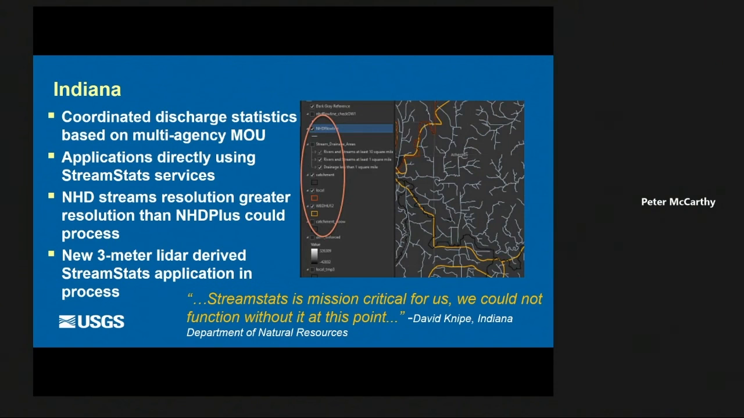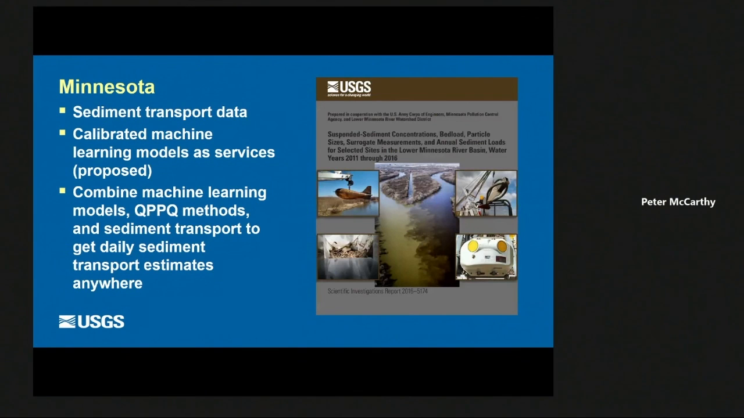In Indiana, I've talked a lot over the years about the coordinated discharge statistics. It's a memorandum of understanding between multiple agencies, where flood frequency analyses are reviewed by the various agencies and approved. Those approved values become the value of record that's used by all agencies until one agency decides to update them. In Indiana, we're also working on a 3-meter LiDAR product in StreamStats, which will greatly improve basin delineations and characteristics. In Minnesota, we're looking at sediment transport data. We have a proposal to add a service of a calibrated machine learning model to estimate what the sediment transport would be from day to day. Then, combining that with QPPQ methods, we can get recent loads or fluxes of sediment to, say, reservoirs or lakes, anywhere downstream where you need those estimates.